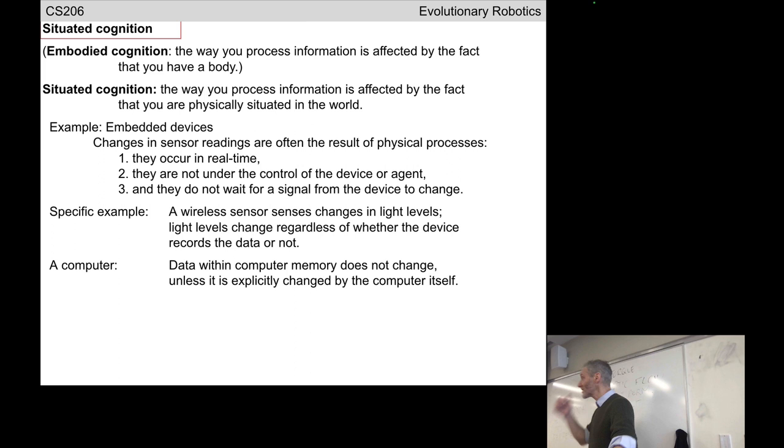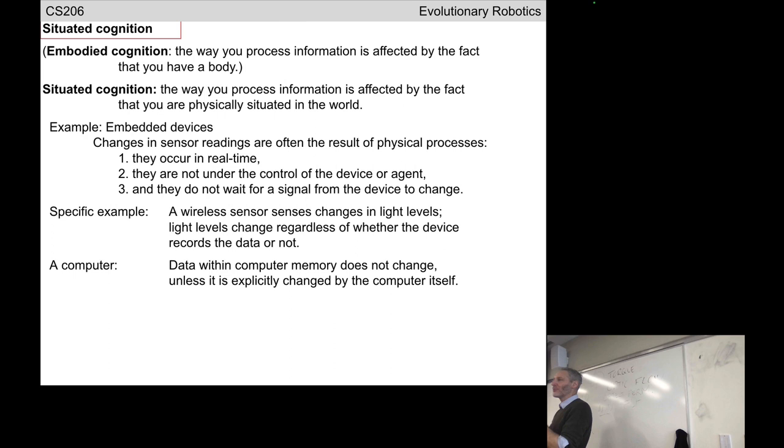Okay, I want to make sure we finish today's lecture. We've got 5 minutes left, so bear with me. We just talked about embodied cognition. There's a related idea called situated cognition. The definition is a little tautological. The way you process information is affected by the fact that you're physically situated in the world. For psychologists, situatedness more or less means that you're getting information from the world in real time.